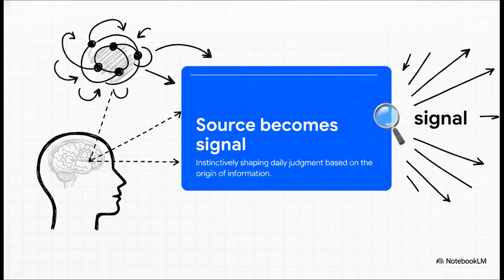And this deeply human trait can actually be formalized like this. Source becomes signal. This right here is the human standard. We don't even realize we're doing it, but it's a subtle process that shapes our judgment every single day. We look at the origin of the info, we instinctively review its history, and then we turn that source into a signal that tells us exactly how to act.